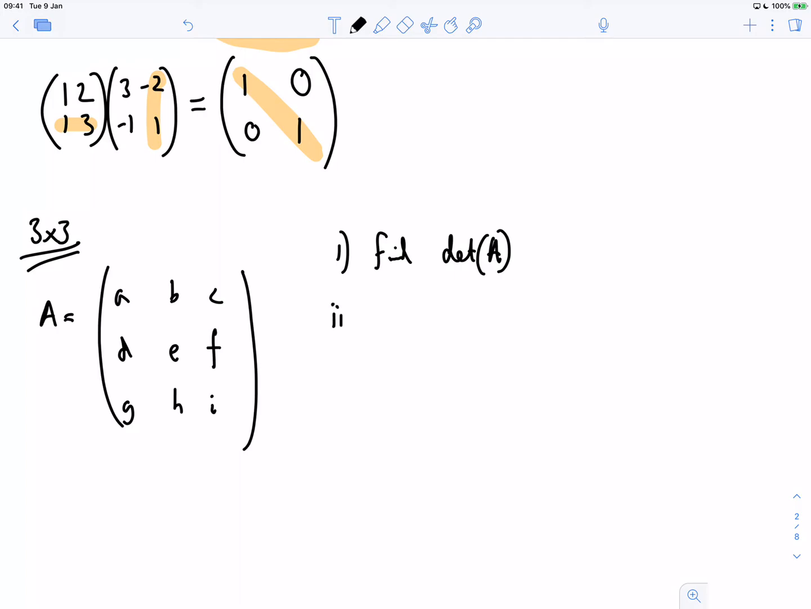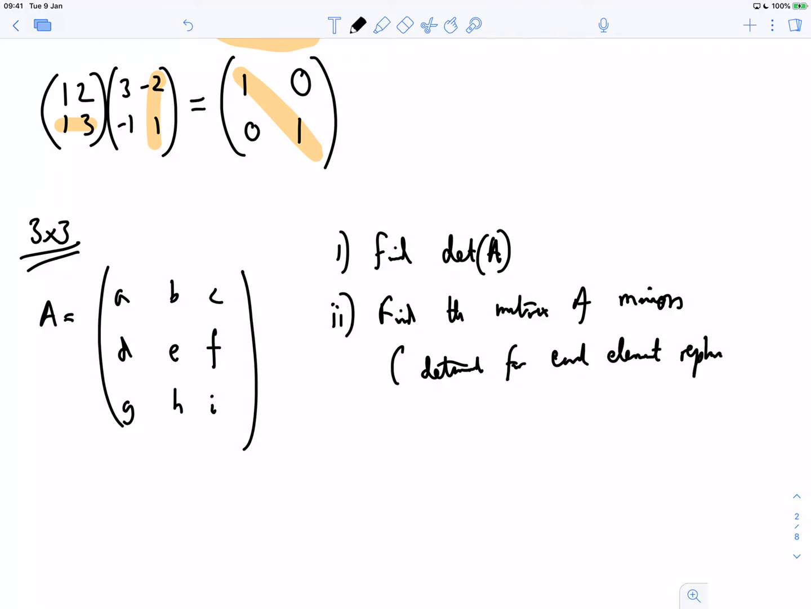Step 2 is you find the matrix of minors, which is essentially the determinant for each element replacing that element. Okay, we'll get on to that.